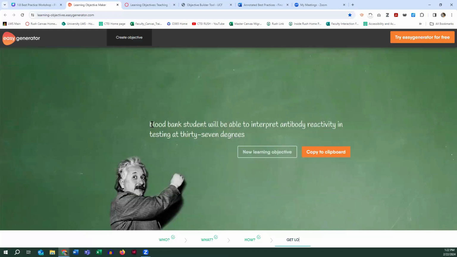Yeah. Interpret is a very specific and measurable verb because you can assess it in a variety of ways, right? And then you have the conditions in which they're going to be interpreting. So this may be a kind of smaller, discrete learning objective that you use to reinforce a larger course learning objective, right?